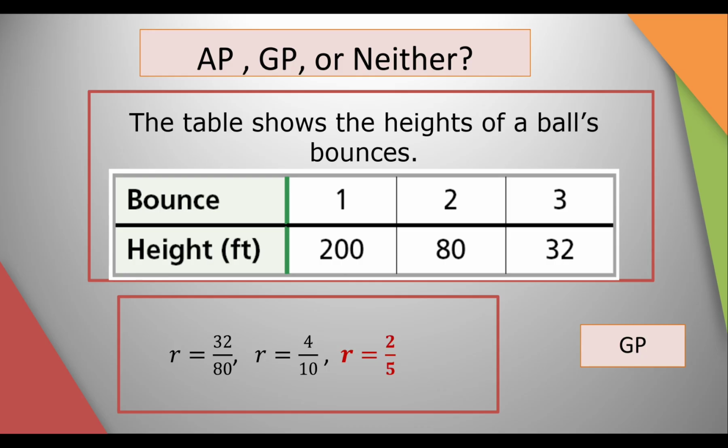We get 4 tenths. And when we get 4 tenths, that is not yet the final answer. You can see that 4 and 10 are actually both divisible by 2. So 4 divided by 2 is 2, and 10 divided by 2 is 5. Thus, we have here the common ratio for this geometric progression is 2/5.